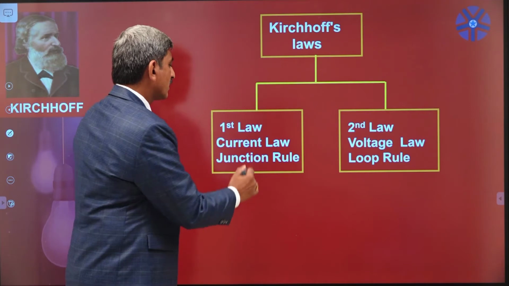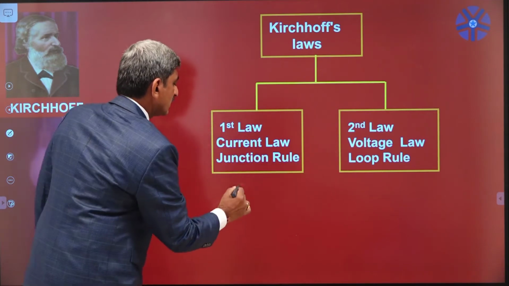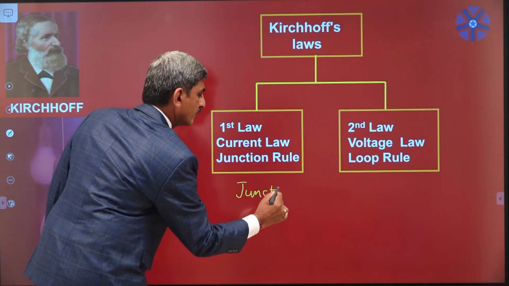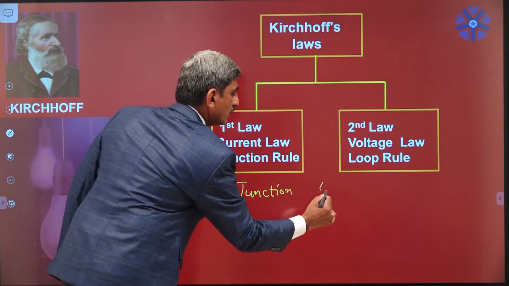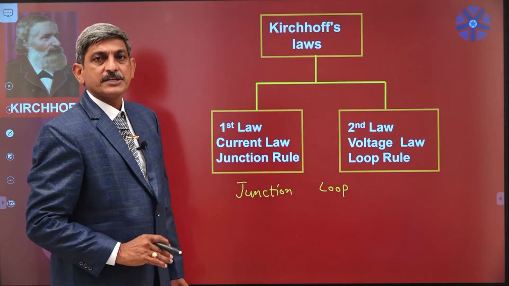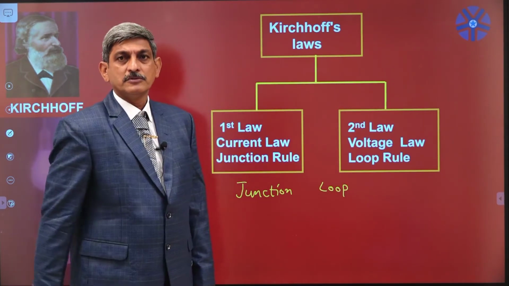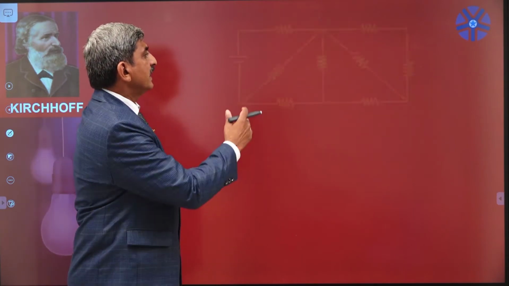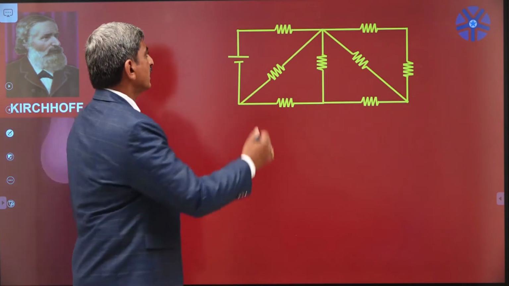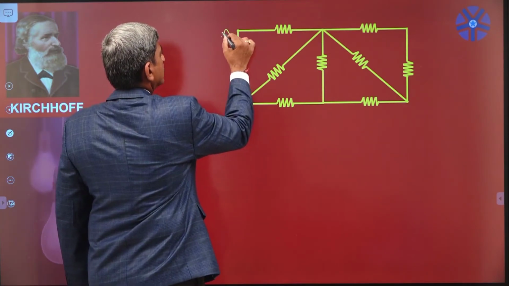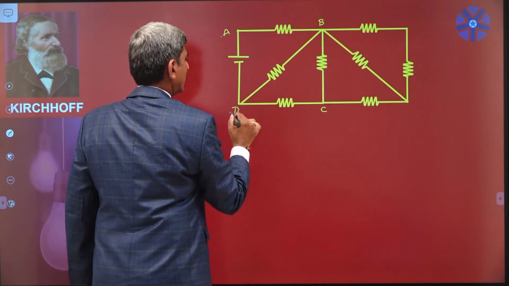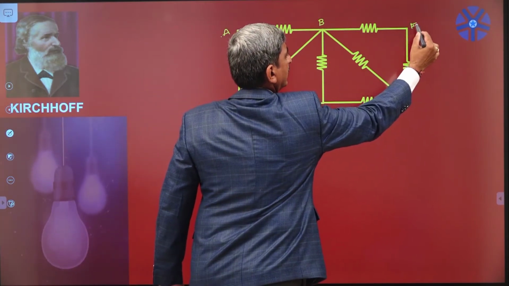See, there are two new words: junction and loop. What is meant by a junction? What is meant by a loop? For that, let us consider the electrical network. In this electrical network, consider A, B, C, D, E, F.